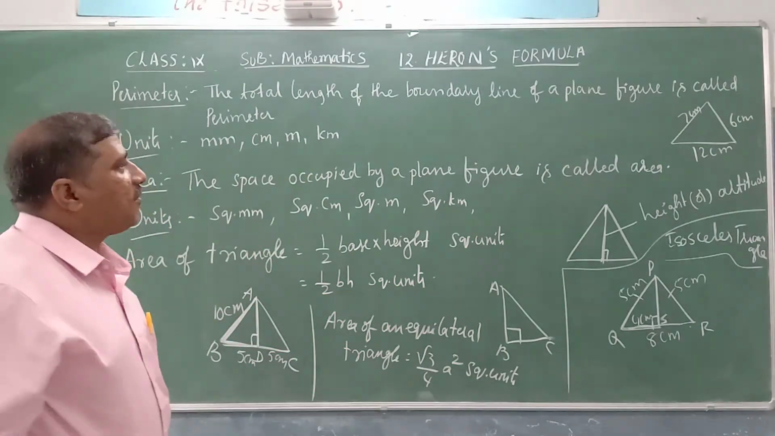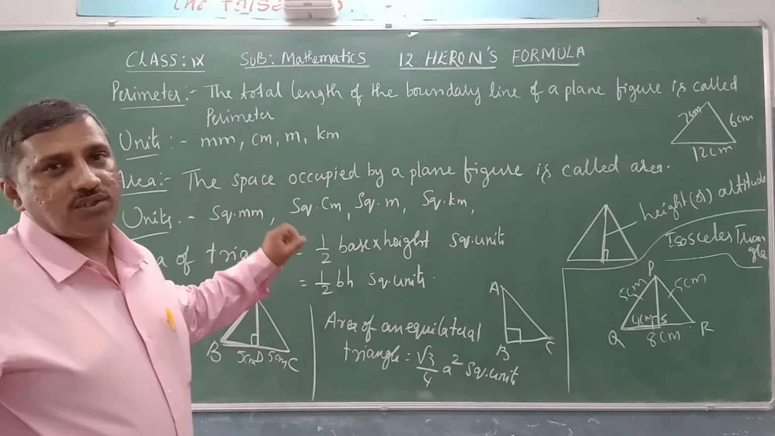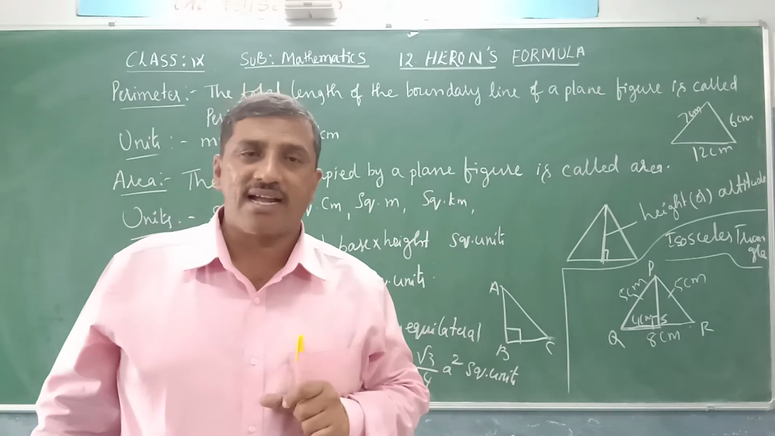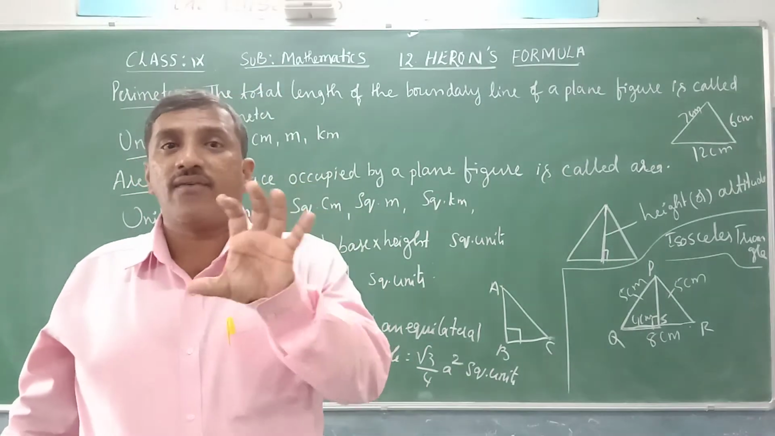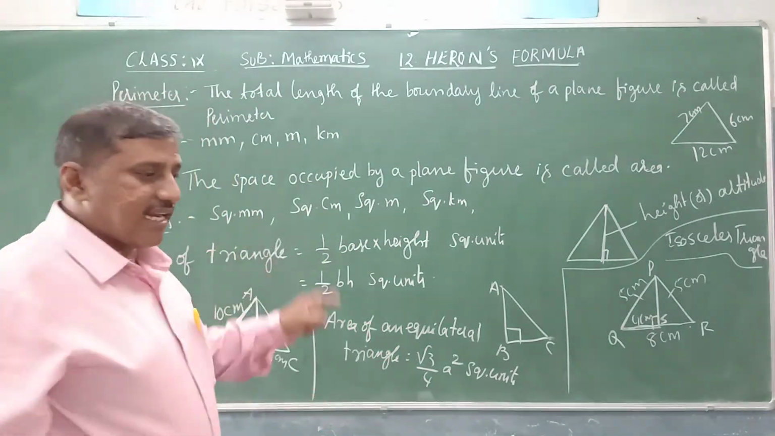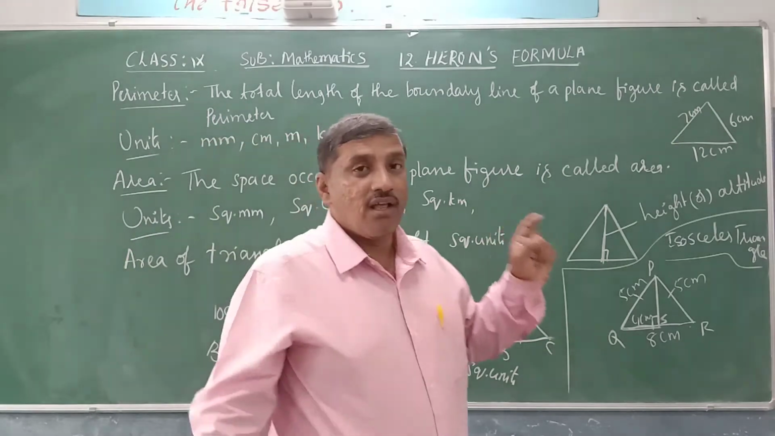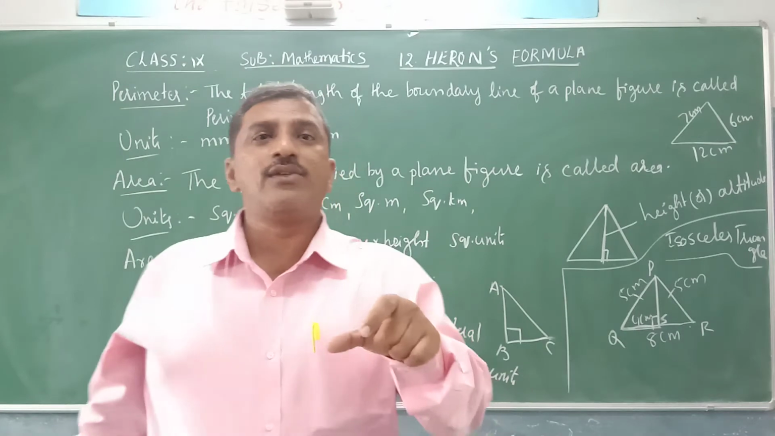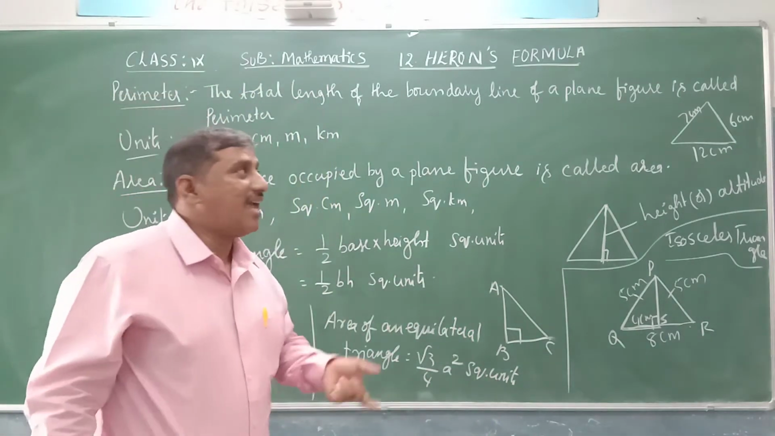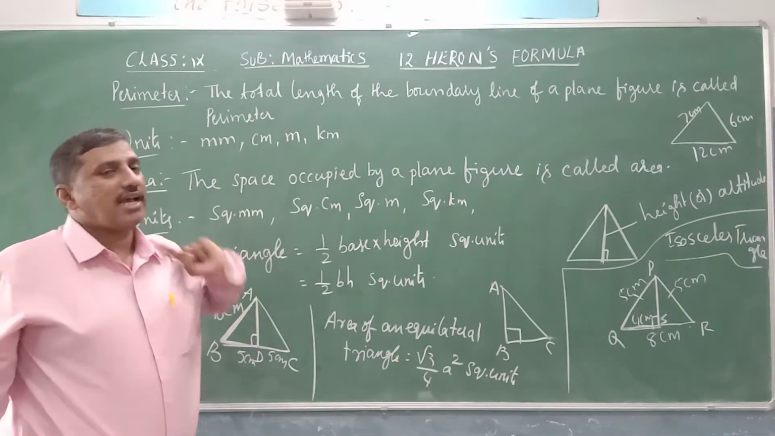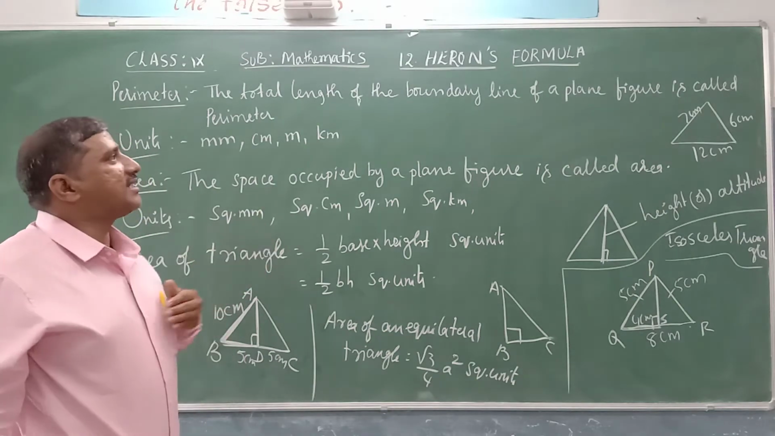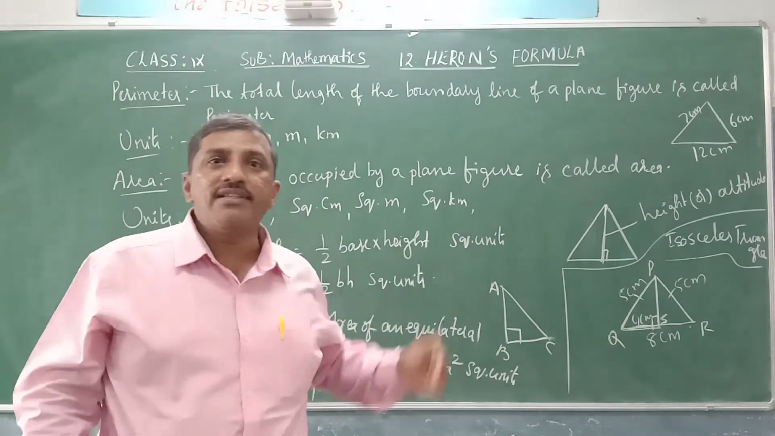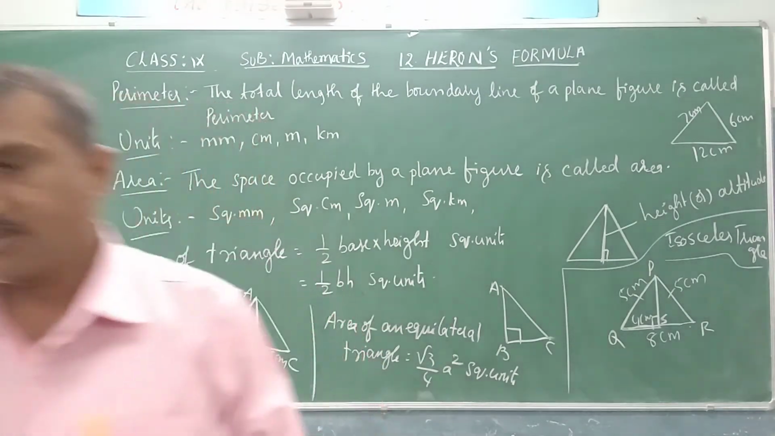So what is Heron's formula? It is used to find the area of a triangle when three sides of the triangle are given. That is when we don't know the height and it is very difficult to find the height of the triangle. In such cases we use Heron's formula. We will discuss with some examples.